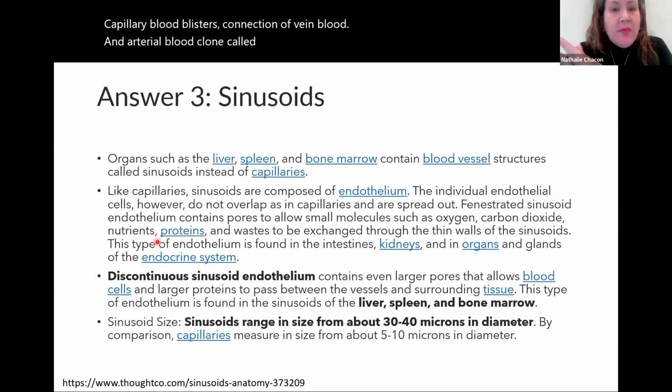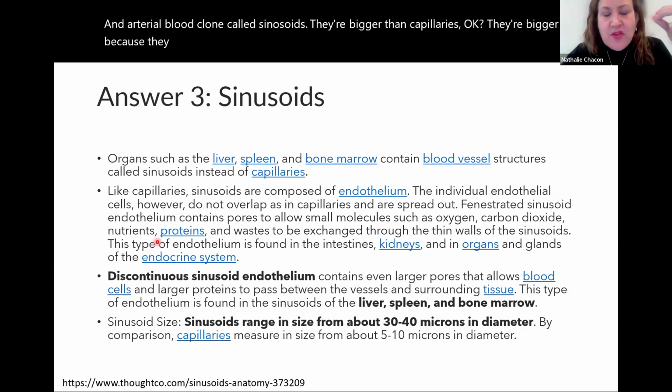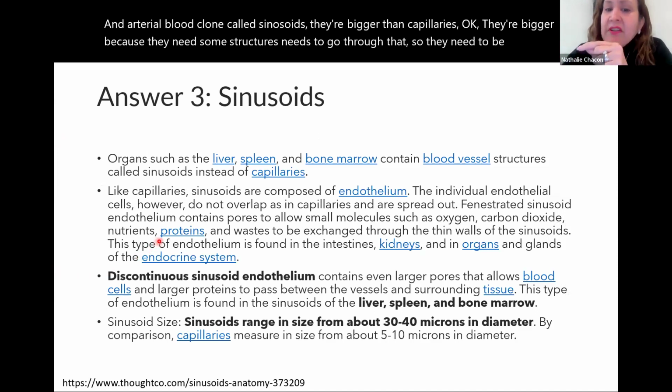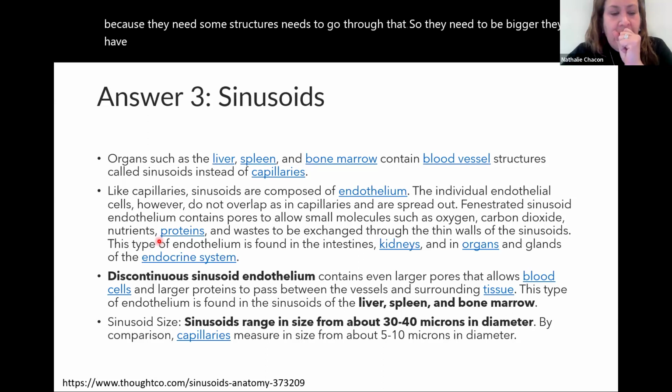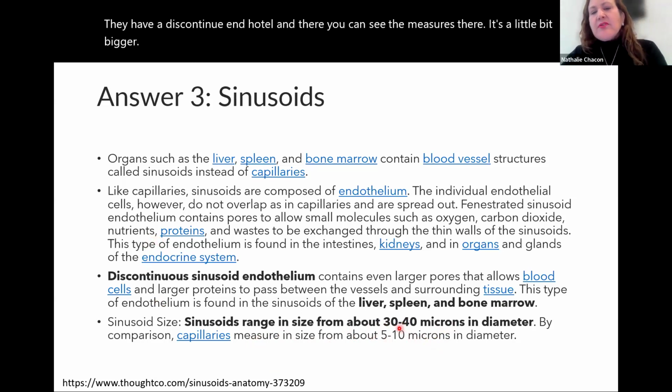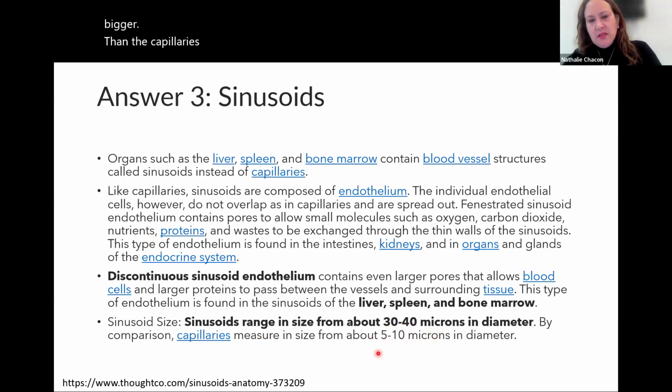They're bigger than capillaries, okay? They're bigger because they need some structures to go through, so they need to be bigger. They have endothelium. They have a discontinuous endothelium. And there you can see the measures there. It's a little bit bigger than the capillaries, 30 to 40 microns versus 5 to 10 microns.